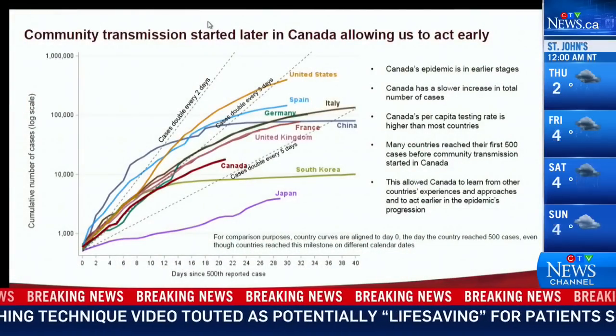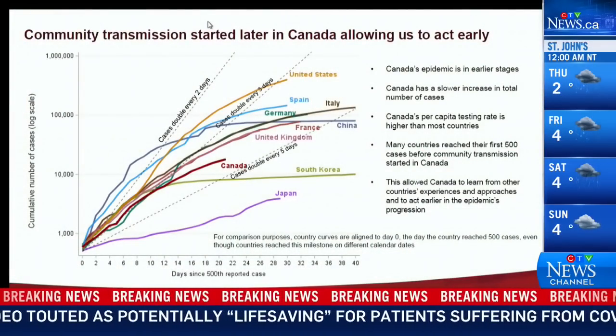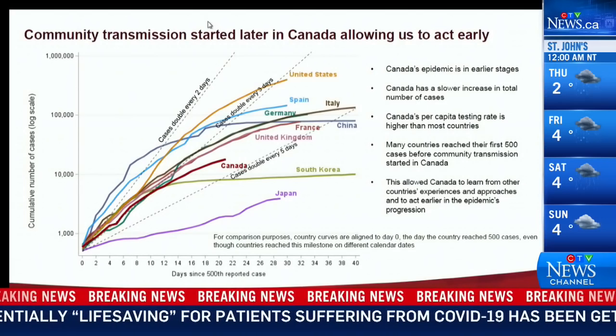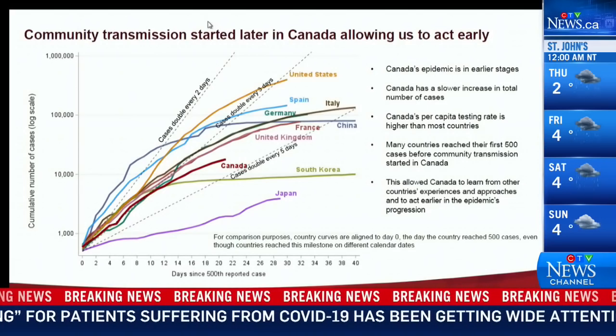This slide compares how fast the epidemic is growing in a range of countries. For comparison purposes, each of the countries' curves are aligned to day 0, the day the country reached 500 cases. Canada's epidemic, which is the red curve, is in earlier stages. The line is shorter than others. There are then a series of straight dotted lines, which some of you may be able to make out, which speaks to the slope, and therefore the speed of the increase in cases.